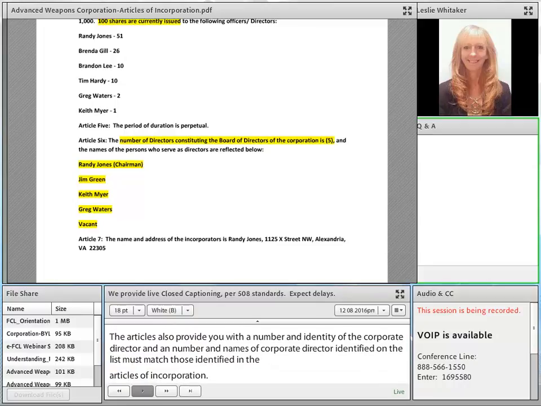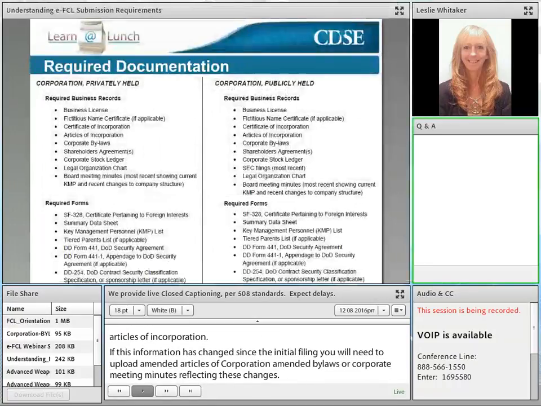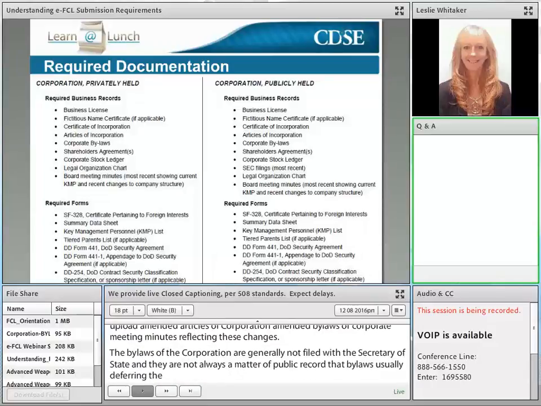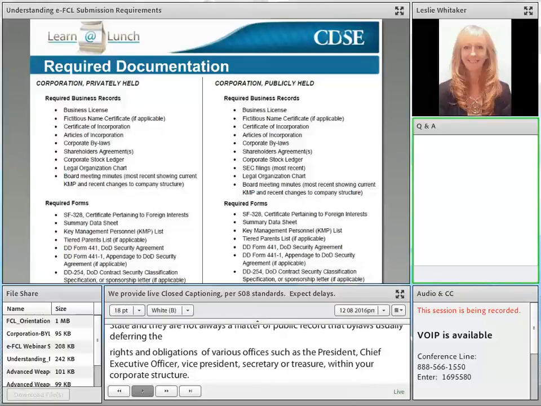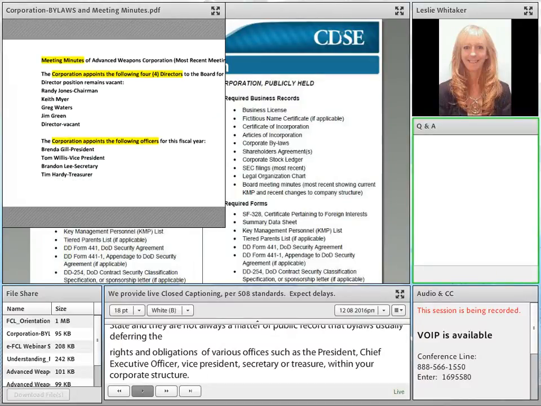The bylaws of a corporation are generally not filed with the Secretary of State, and thus are not always a matter of public record. But bylaws usually define the rights and obligations of various officers, such as the President, Chief Executive Officer, Vice President, Secretary, or Treasurer, within your corporate structure. This document assists us in determining who needs to be cleared as an essential KMP in conjunction with your facility clearance. So let's review an example of the bylaws for our fictitious Advanced Weapons Corporation.